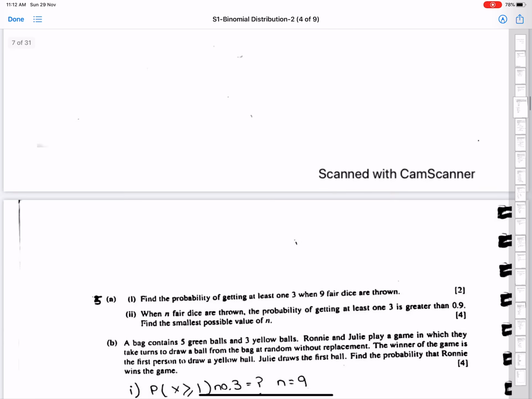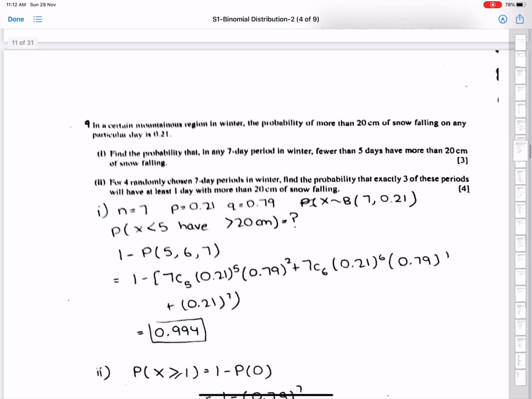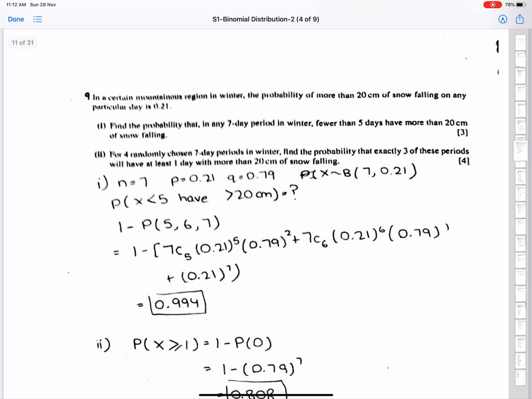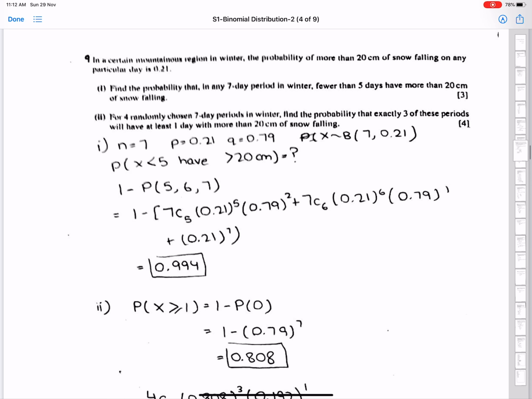Question 9 part 2. Now this question's part 2. For 4 randomly chosen 7-day periods in winter, find the probability that exactly 3 of these periods will have at least one day with more than 20 centimeters of snow falling.